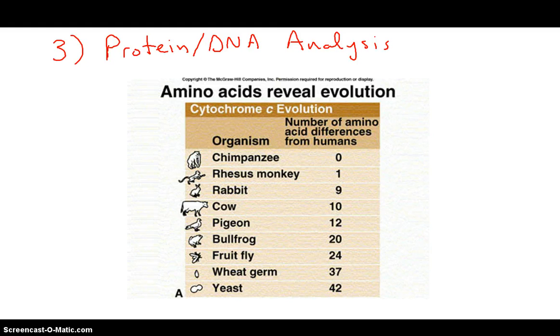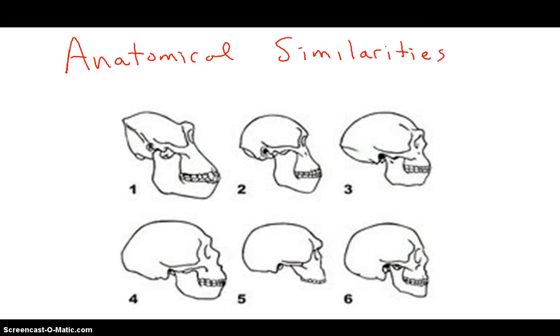Between humans and chimpanzees, for this one protein called cytochrome C, there are no differences. So that tells us that we split relatively recently from chimpanzees. Whereas the rhesus monkey has one difference, rabbit 9, and all the way down to yeast with 42. So you can come up with an idea of how closely or distantly related species are based on their protein and DNA analysis.